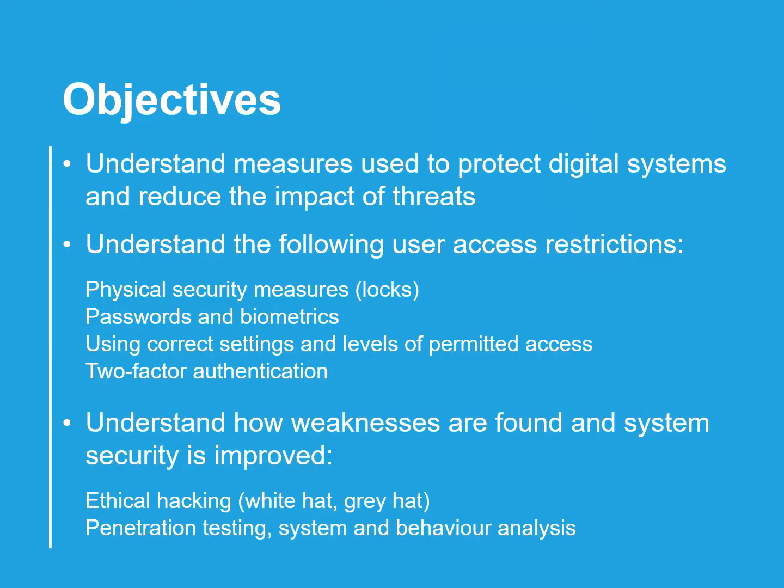We have 3 objectives for this presentation. The first one is to help us understand the measures that are put in place to protect digital systems and reduce the impact of threats. Following that, we'll have a look at the user access restrictions that can be put into place, ranging from physical security measures down to two-factor authentication. And finally, we'll take a look at how weaknesses are found in systems to help us improve our security in the future.